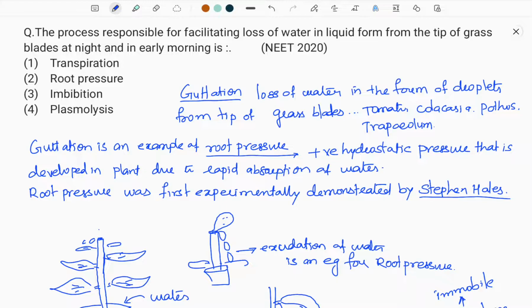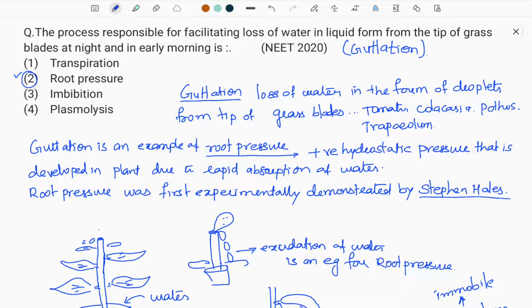Now, let us look at the question. The process responsible for facilitating loss of water in liquid form from tip of the grass blades at night and early mornings is, that is, root pressure. This is the answer here. And actually, it is called as guttation. So, this is really a very good question here. He is not directly saying the guttation, but he gave the definition of guttation and is asking for which phenomena this guttation is an example.